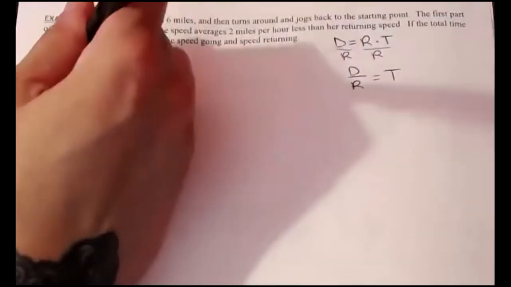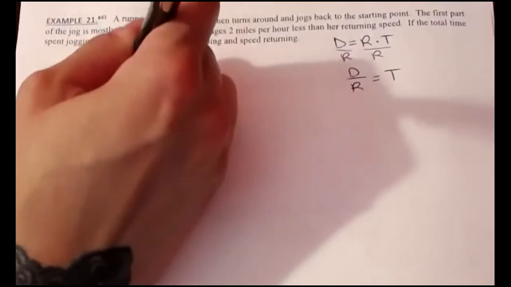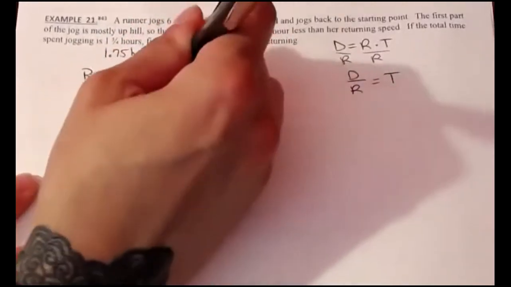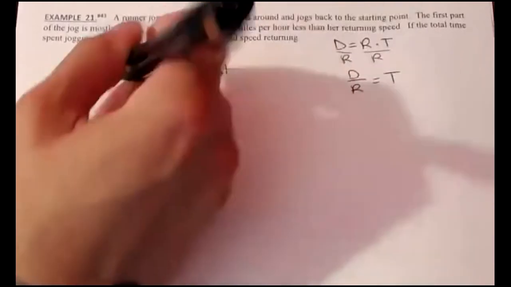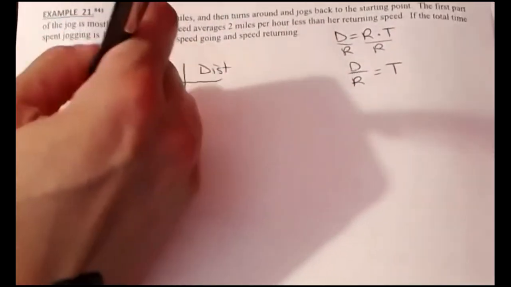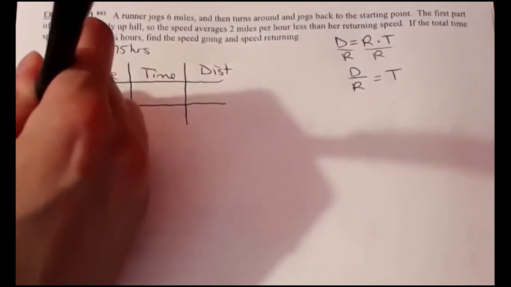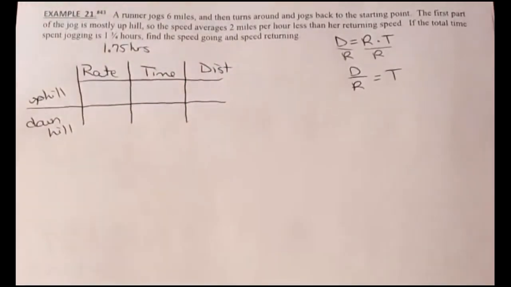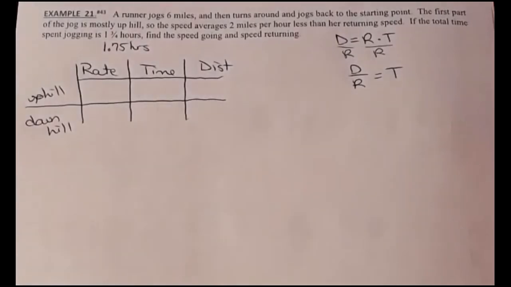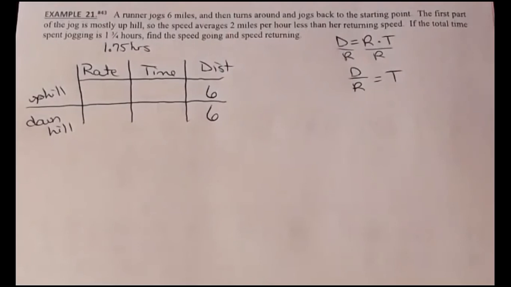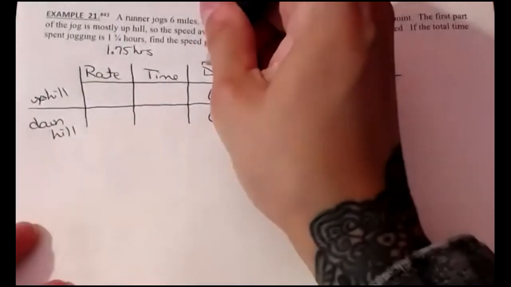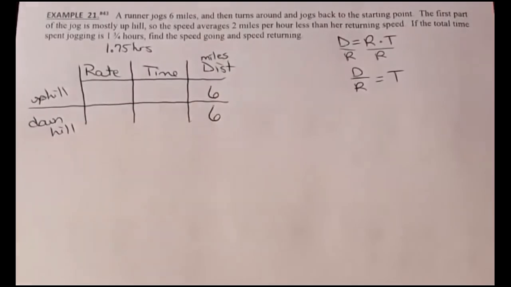Let's draw up our chart. We have rate, time, distance. Keep in mind what's happening in this scenario. We're talking about her going uphill and downhill. So I don't mind writing it this way, uphill and downhill. You are told that she jogs 6 miles uphill, right? And then she turns around and she jogs 6 miles back. So that part should be very straightforward. Keep in mind the distance is in terms of miles. It's a nice thing to jot down.